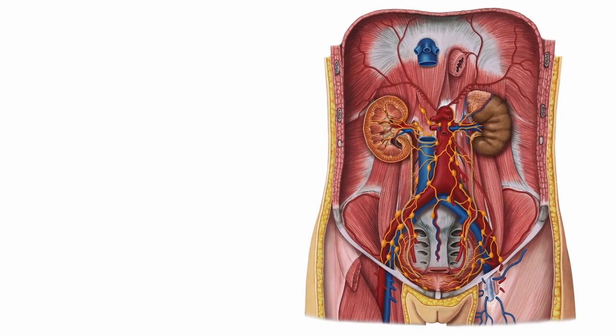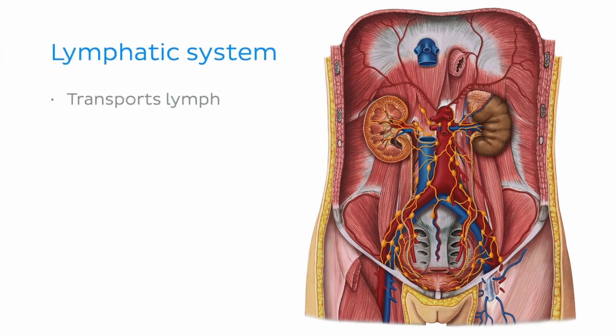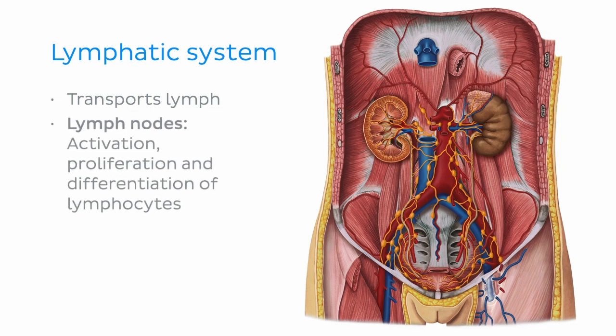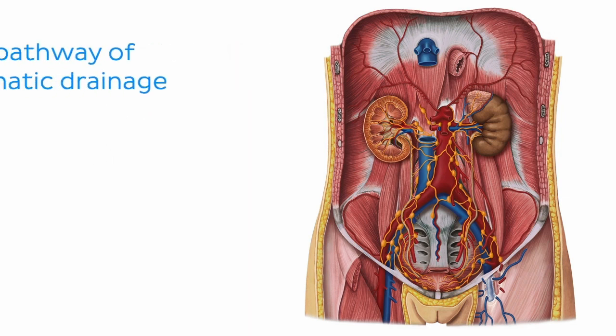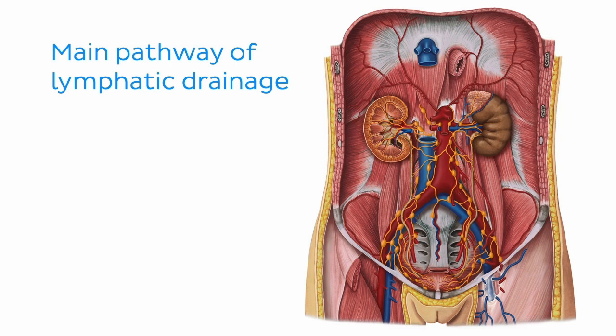Let's finish up as always with a quick summary of the lymph nodes we identified today. At the beginning of the tutorial, we briefly went through some important terms such as describing the urinary system and the lymphatic system, which transports lymph around the body, and the lymph nodes, which are involved with the activation, proliferation, and differentiation of the lymphocytes. Then we looked at the lymph nodes involved in the main pathway of the lymphatic drainage and discussed some organs that were drained by it.